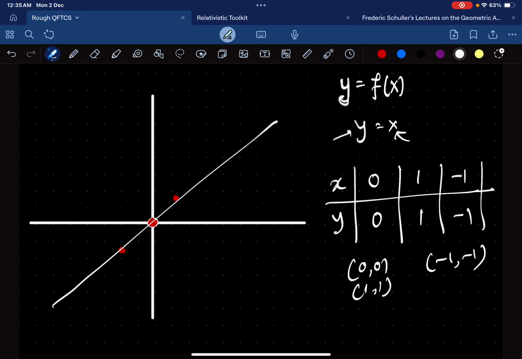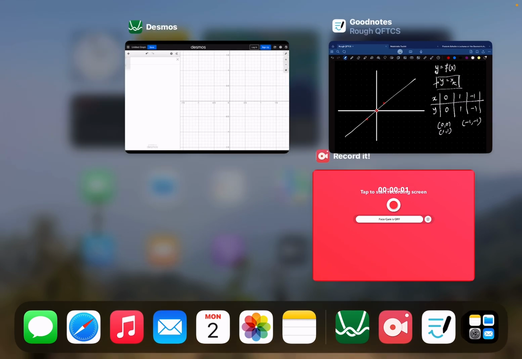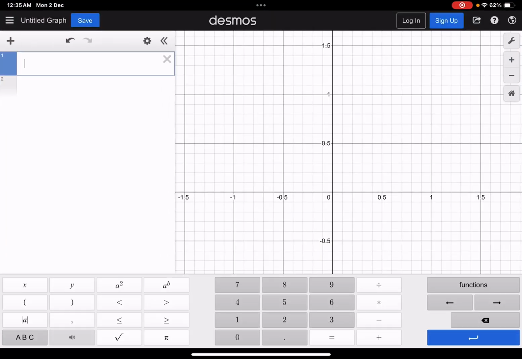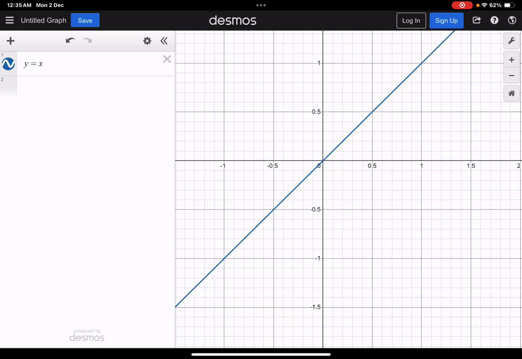Sorry, not the system, the graph of the equation. I'm sorry. Let me check that using Desmos. You can use any other graph calculator. I'm going to write just y equal to x. So yeah, we got the graph right.